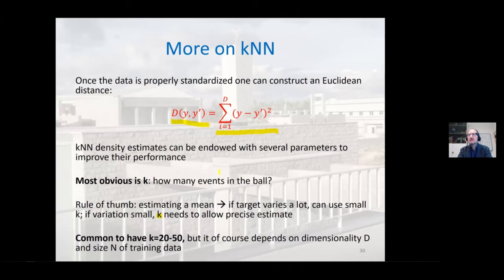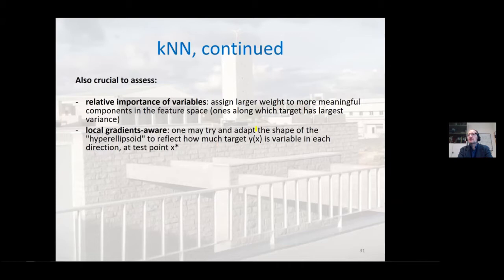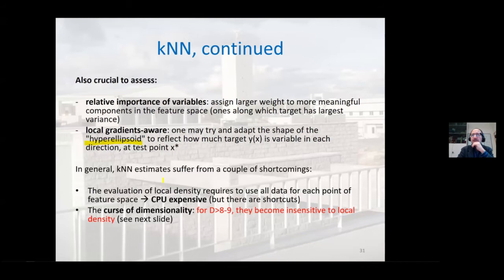So you can also do more fancy things, construct hyper ellipsoids instead of hyperballs in this multidimensional space so that you don't look at events far away in a direction where the density is changing a lot, while you allow yourself to look far away in directions where the density is not changing. So you have to look at the gradient of the density to do that. There are two problems with the KNN algorithm, that it is CPU expensive because you use all of your training data for each point of feature space that you want to estimate the density of.